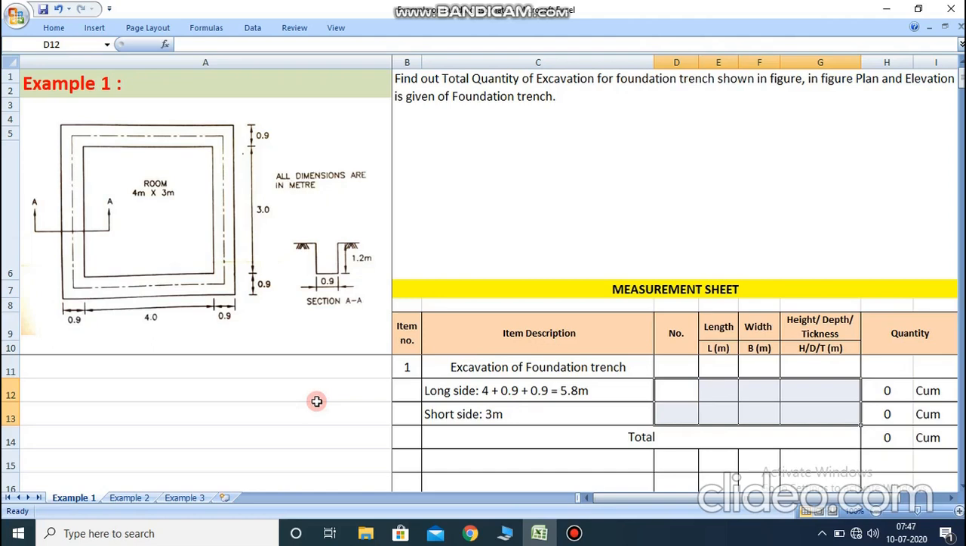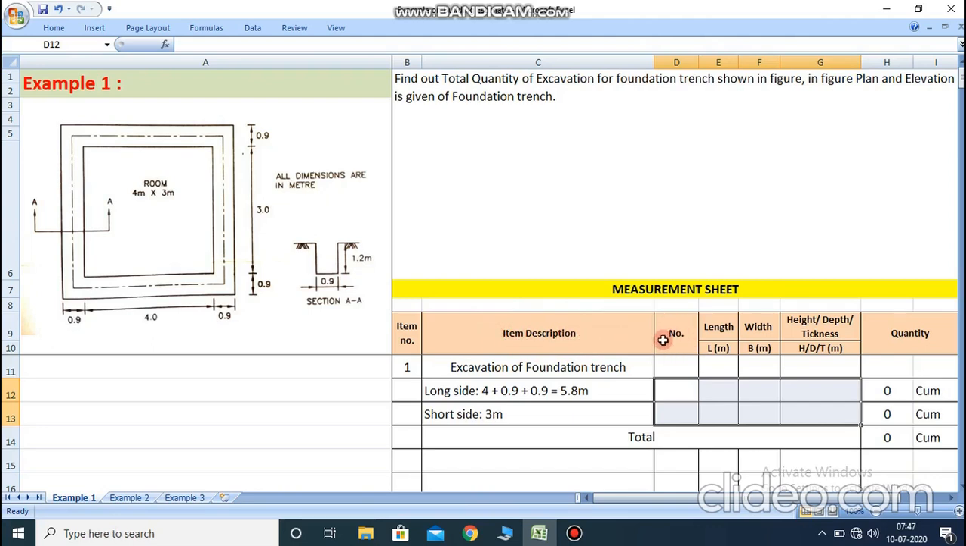In the calculation of the building estimate, we compulsorily require a measurement sheet. In a measurement sheet, a total of 7 columns are given. In the first column, item number is given. So we write item number as 1, 2, 3, 4. Next is item description. What you want to do, or what you want to calculate or estimate, compulsorily write in the item description.